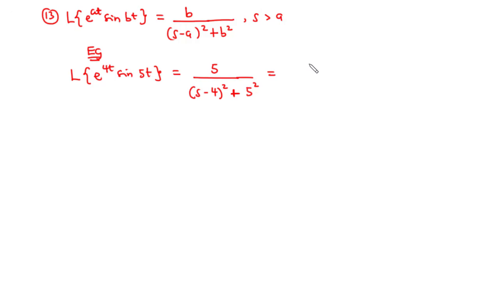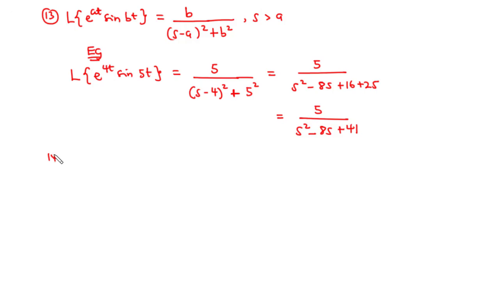Now this is equal to 5 divided by, now let's expand this. So s times s, we have s², s times negative 4 is negative 4s, negative 4 times s is also negative 4s, so negative 4 minus 4 is negative 8, so minus 8s, and then negative 4 times negative 4 becomes plus 16, and then plus 25. So finally we have this to be equal to 5 divided by s² − 8s + 41.